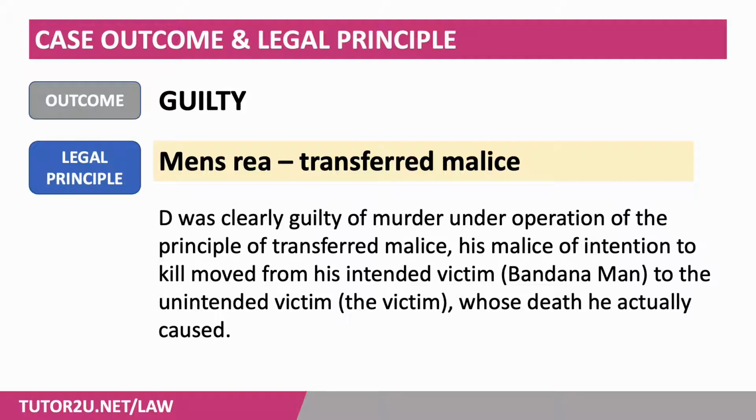In terms of the mens rea, the court relied upon the principle of transferred malice in order to satisfy the mens rea for murder. They found the defendant was guilty of murder using the principle of transferred malice because he had intention to kill the Bandana Man, his intended victim. And the court ruled that this mens rea, under the principle of transferred malice, could move to satisfy the murder of the intended victim that was shot and whose death was actually caused.